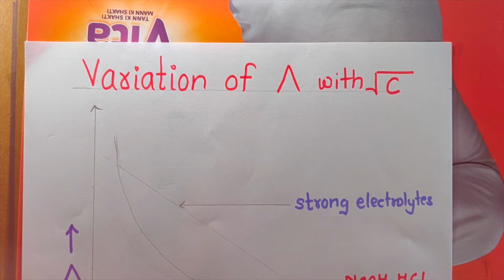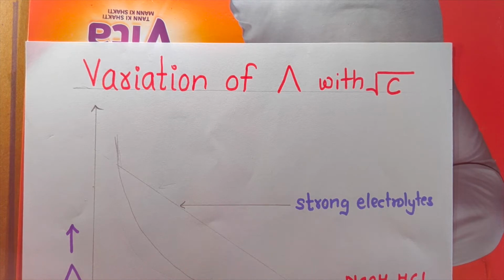Now remember, a strong electrolyte is 100% ionized, so how will the concentration or number of ions change? Remember, the number of ions for strong electrolytes after dilution remains constant, remains the same. But what happens when we dilute the solution? The volume of the solution increases.